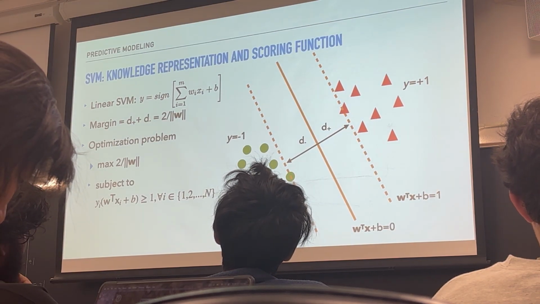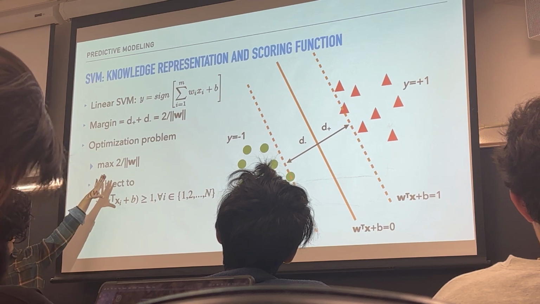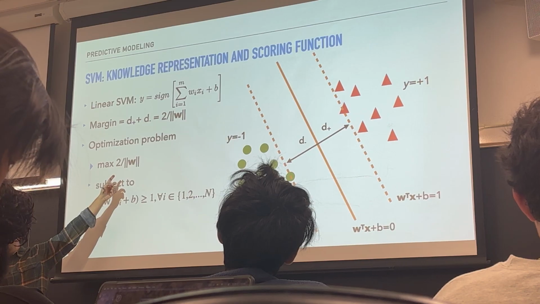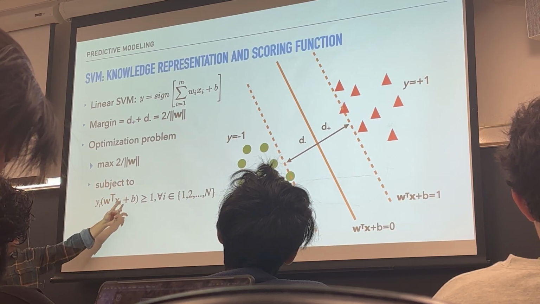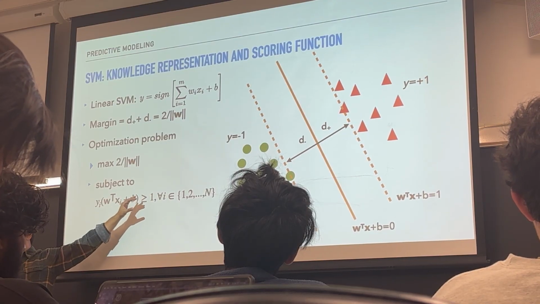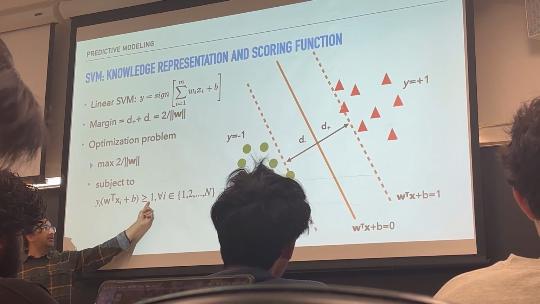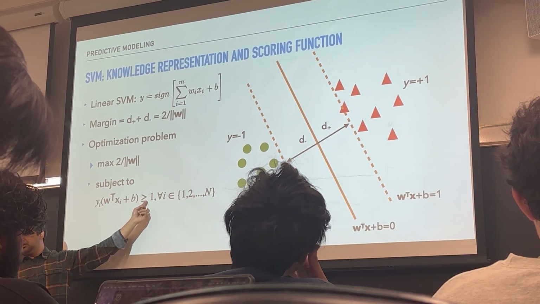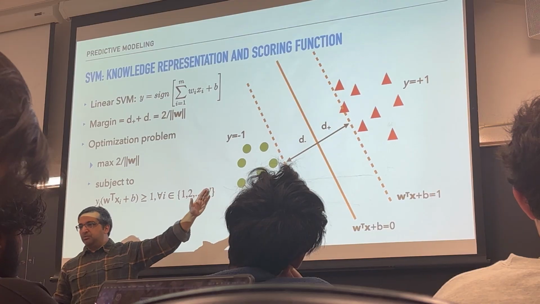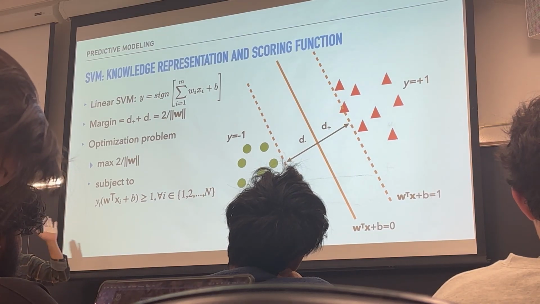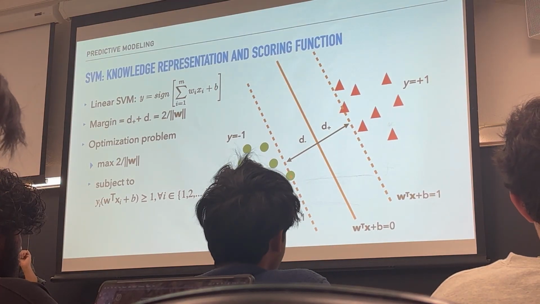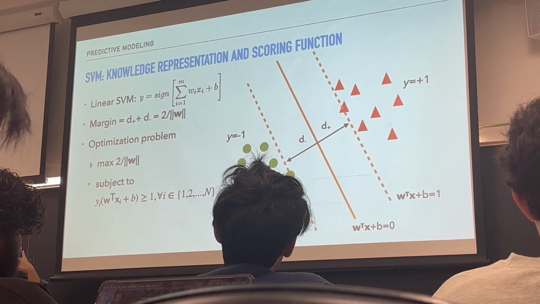Which gives me this optimization problem, maximization of margin or minimization of the W norm, subject to the constraint that all the examples are correctly classified with margin. They're not just correctly classified, they're classified with margin. So the positive points lie towards the right of the rightmost hyperplane, and the negative points lie to the left of the leftmost hyperplane. That is what this constraint is capturing. Yes?